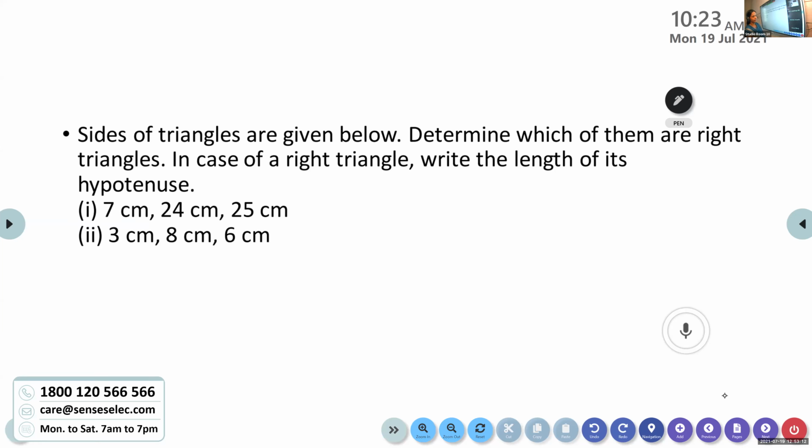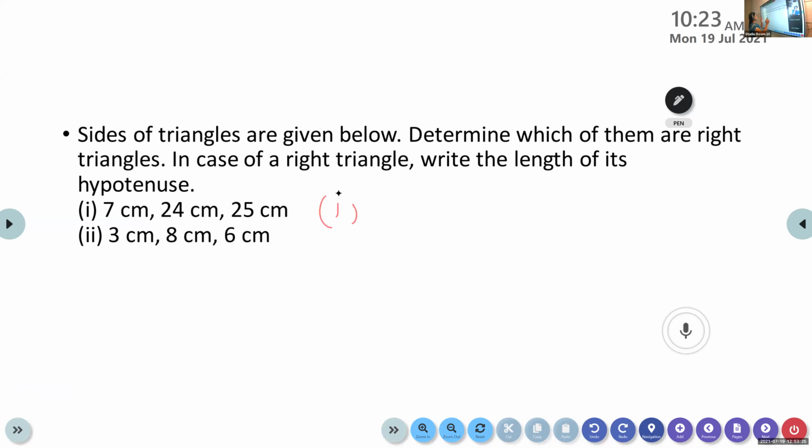Okay, children. Now listen, children. Look at here. Here three sides are given. We are asked to check which of them form a right angle triangle. Look at the first one. In the first one, we are given the three sides, 7 centimeter, 24 centimeter, and 25 centimeter. What do we know about the Pythagoras theorem? Sum of squares of two sides is equal to the third side square, isn't it? So you find out the squares here.